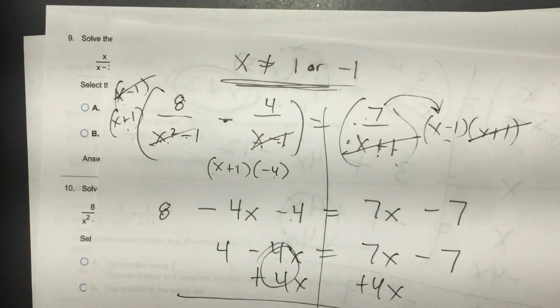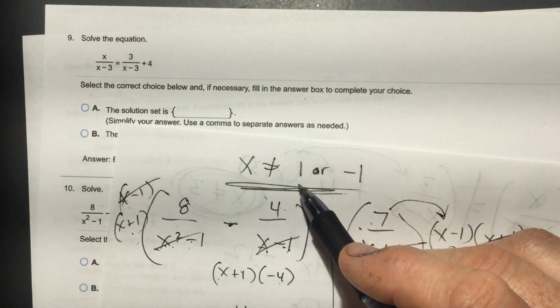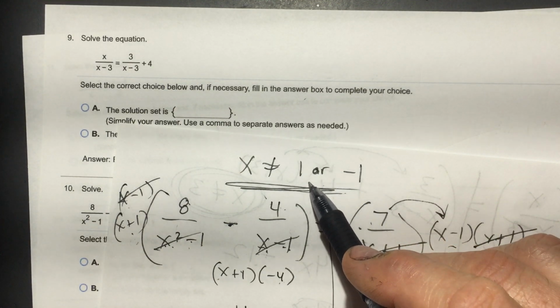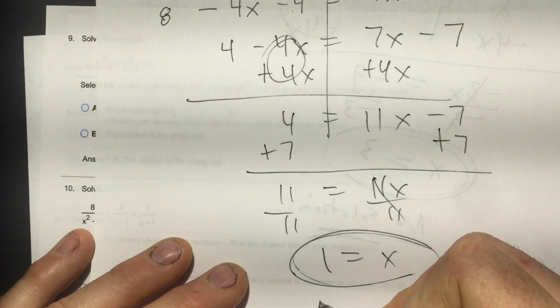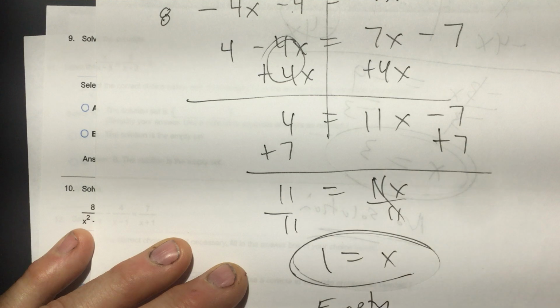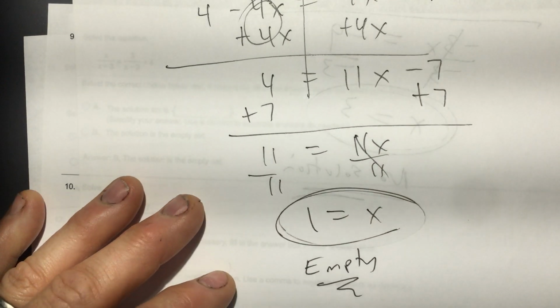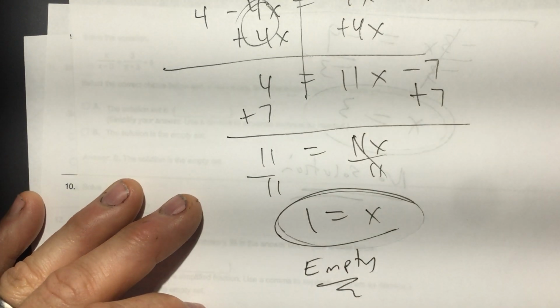Okay, hold on, wait a minute. We said x cannot be 1 or negative 1. So we got an empty set again. It's empty. Can't have this solution because it makes us divide by 0.